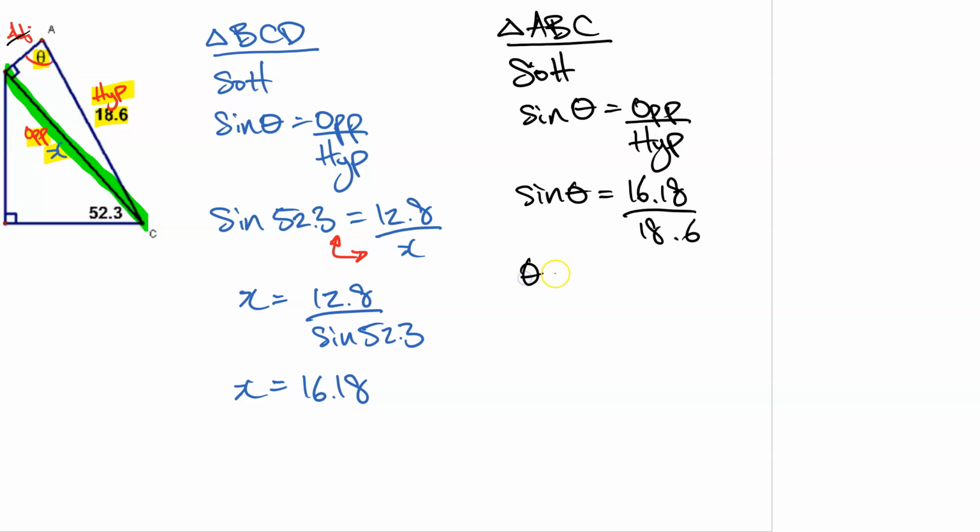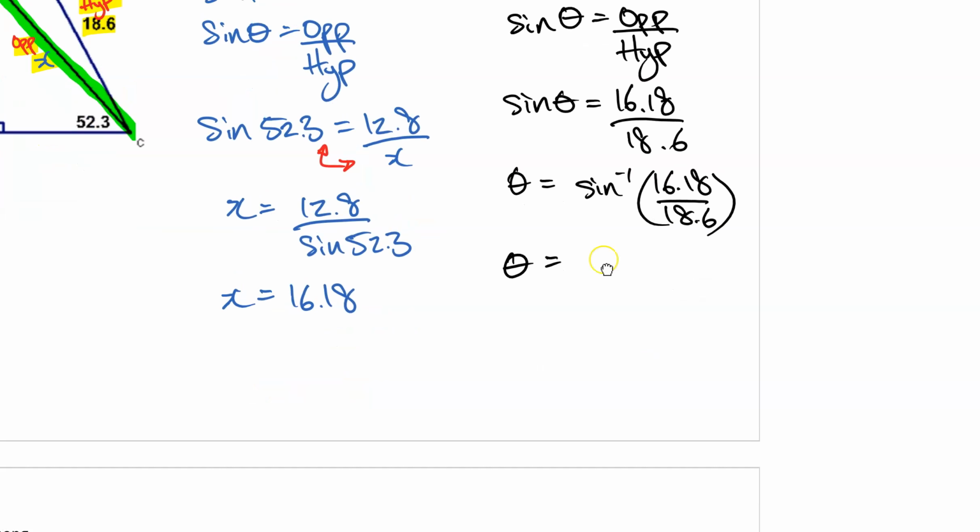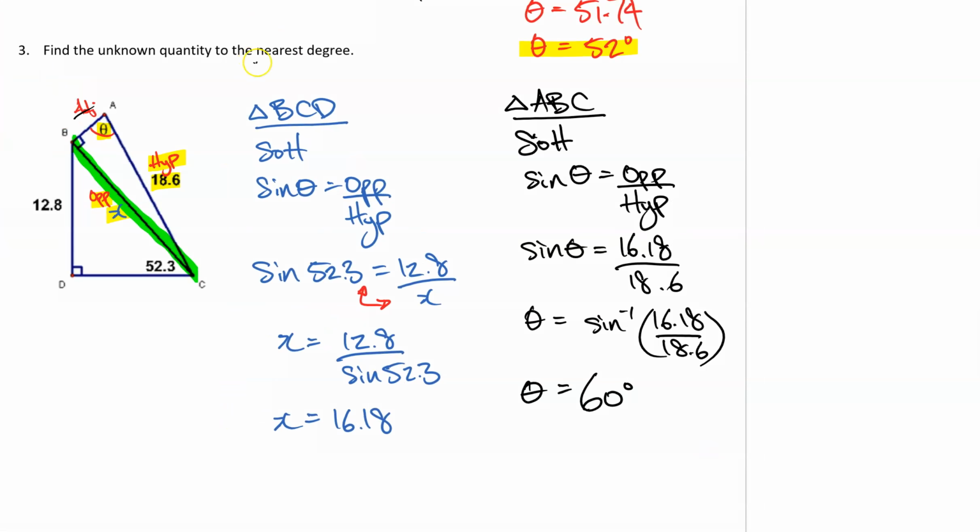And I'm going to do inverse sine. So you always do that when you're trying to figure out an angle, right? Inverse of whatever your trig function is. 18.6 here. And we can get, let's do that theta better. Sine inverse 16.18 divided by 18.6. Then you get something like 60.44614, and we're going to round that just to 60 degrees because we need a nearest degree situation, right? There's our answer, and we're home.